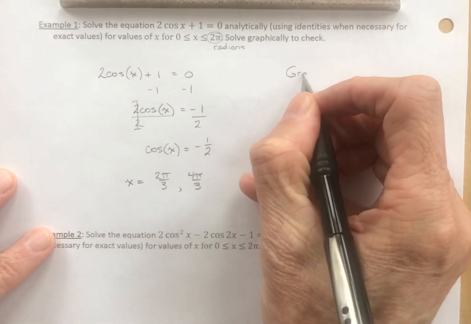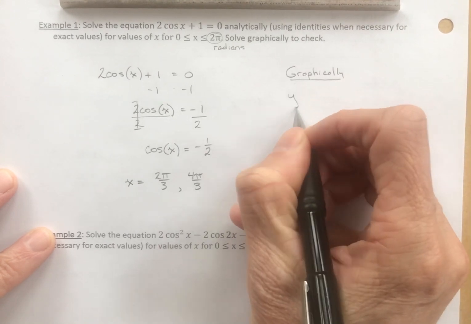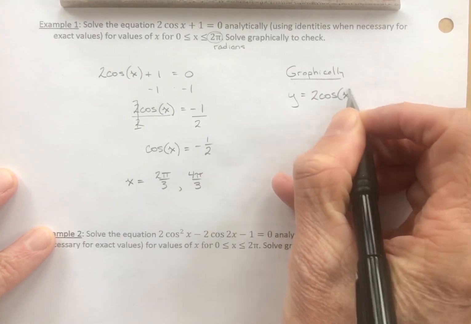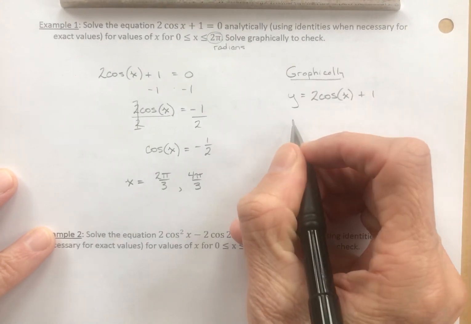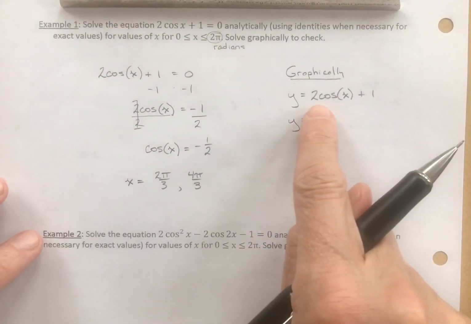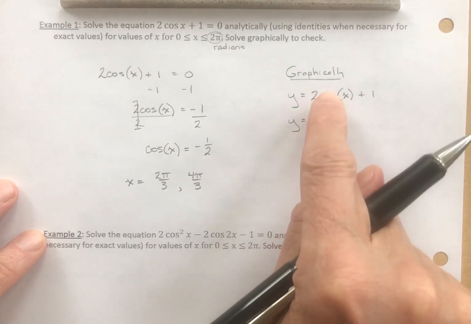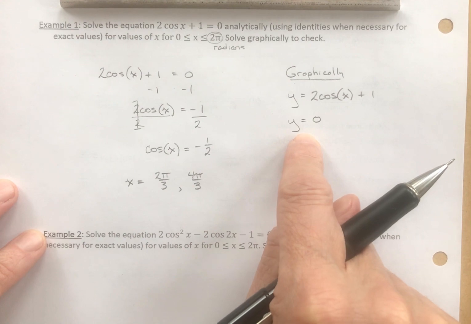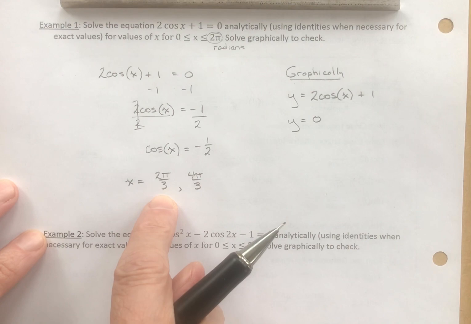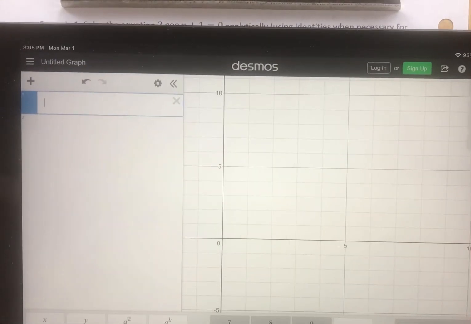Graphically just says, let me write down the word graphically. Let's let y equal the left side. So y is equal to 2 times the cosine of x plus 1. And let's let y equal the right side, 0. This, of course, is a cosine curve. This, of course, is a straight line along the x-axis. And where they intersect between 0 and 2 pi will be the answer. And we think it's going to be right here, 2 pi over 3 and 4 pi over 3. Okay, to Desmos we go.